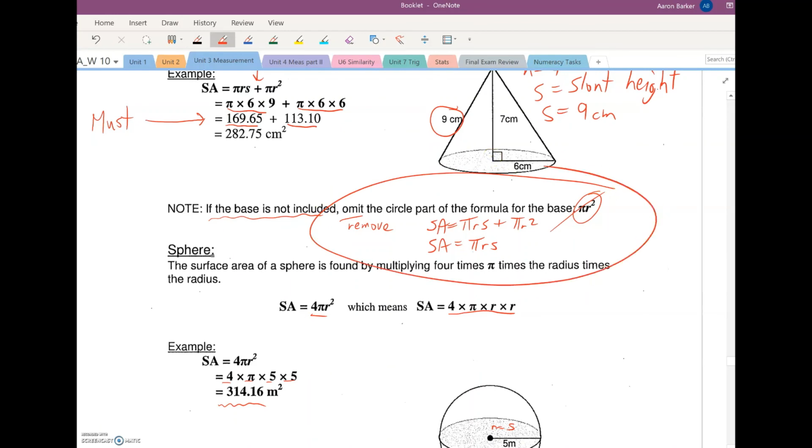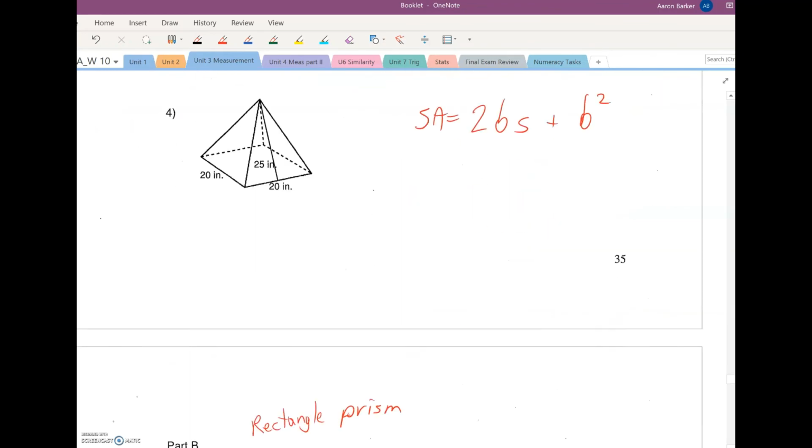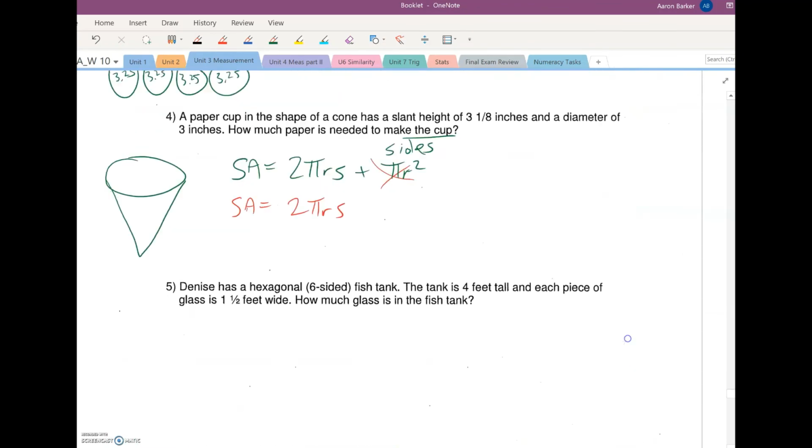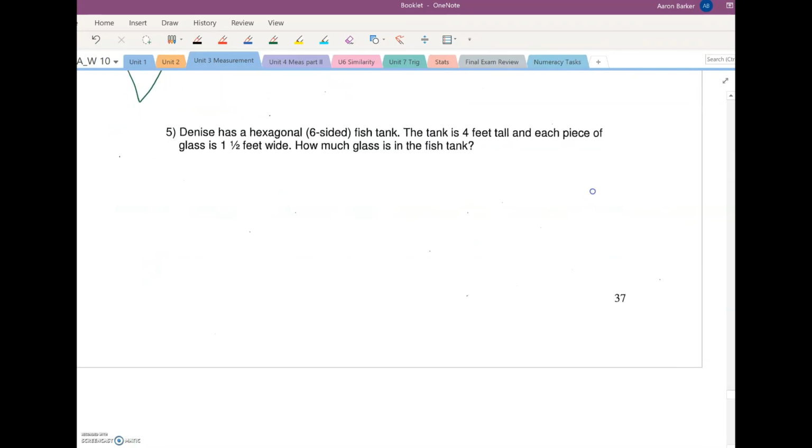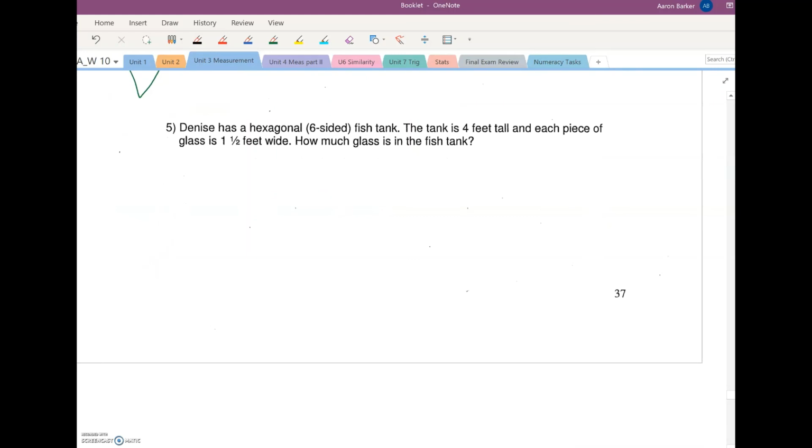And it's not 2 pi rs, it's just pi rs, my bad. So I'll take that off. Just pi rs, okay, plus pi r squared. Good. How much glass is in the fish tank?